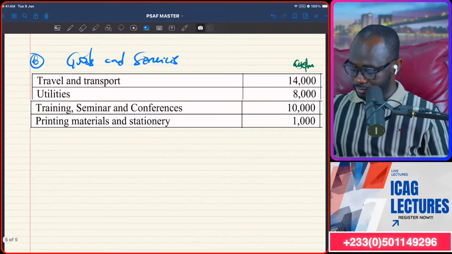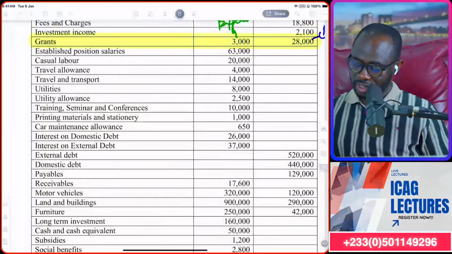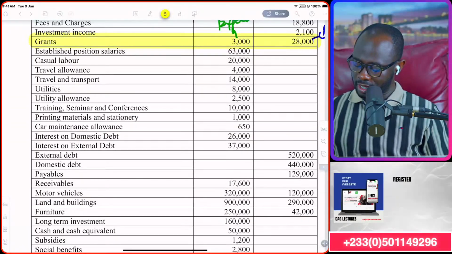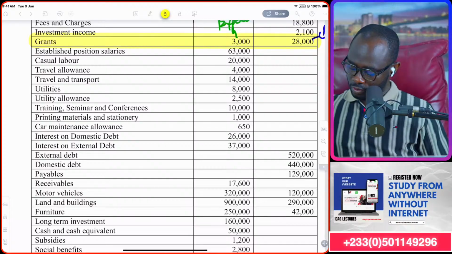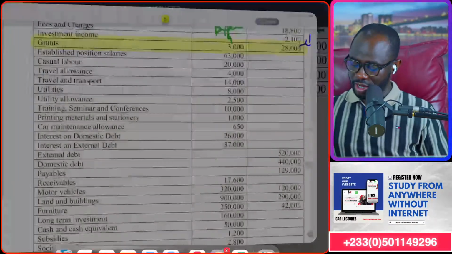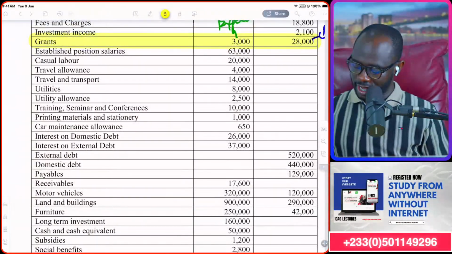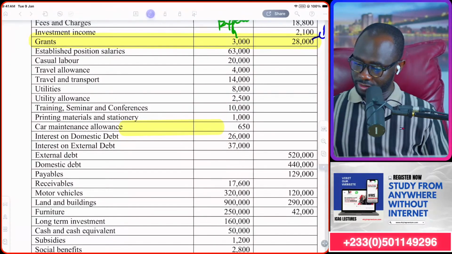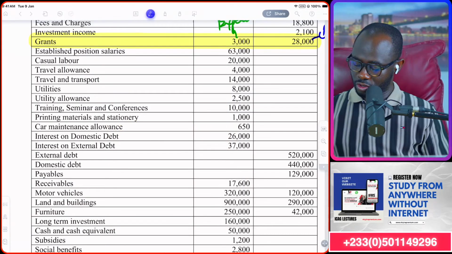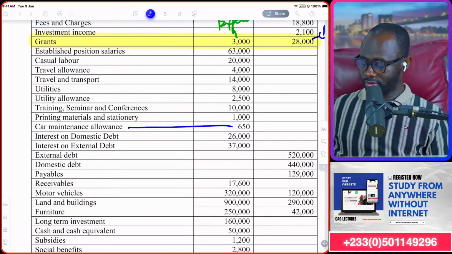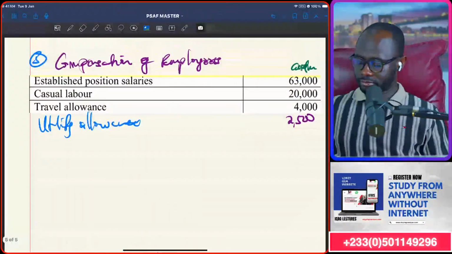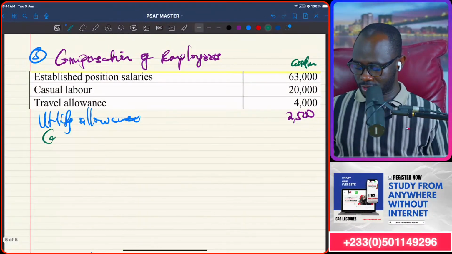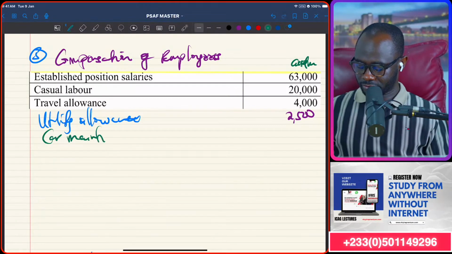Good. Next one. Okay, training and, okay. Next one is car maintenance allowance. That is also compensation to employees. Okay? So car maintenance allowance.